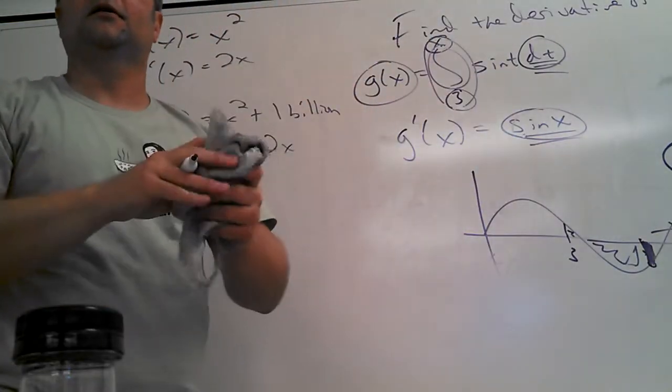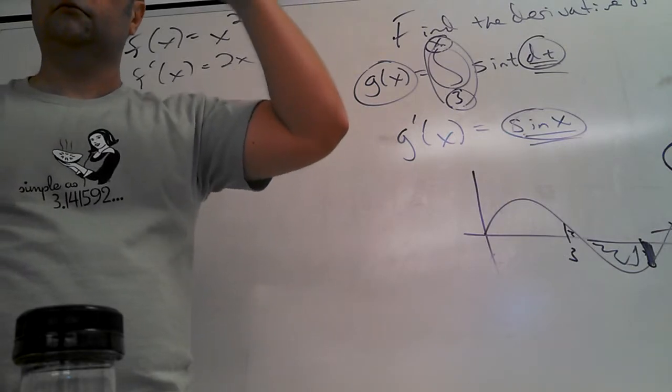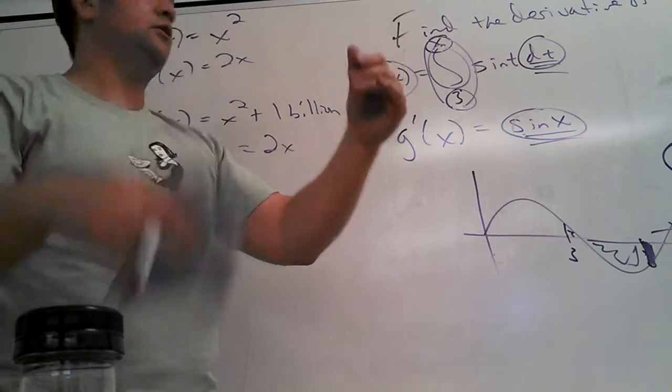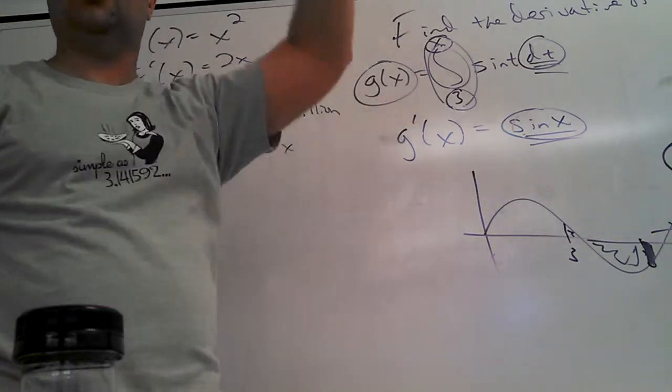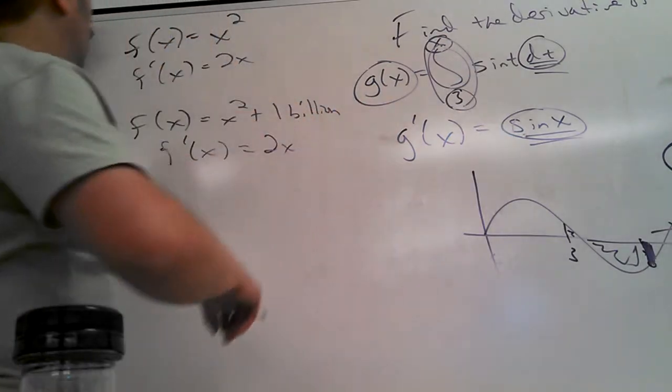What would happen if 3 was on top and x was on the bottom? Then you just flip it by putting a negative out front. Yeah, so that's the utility of that. You don't do it at some weird time. You do it when something's not in the right place. So you just flip it and put a minus. Sine x then? It would be minus sine x. Yep. Good.